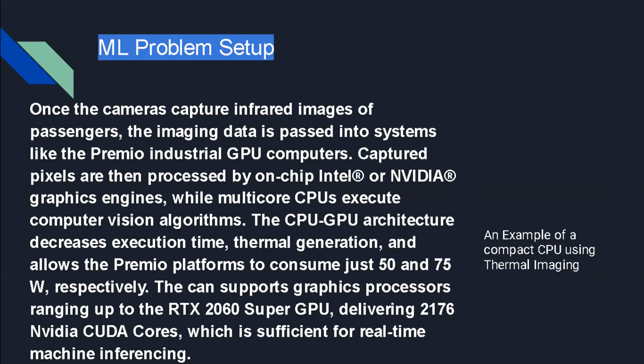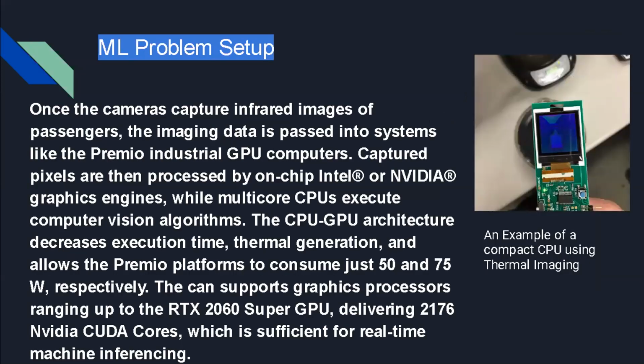Okay, now the ML problem setup. Most of this is self-explanatory. Once the cameras capture the infrared images of the passengers, the imaging data would be passed on to systems like premium industrial GPU computers. The problem right now with the premium industrial GPU computers is that they aren't a very compact size. These can be optimized for thermal imaging, and are right now being optimized for thermal imaging. But for our project, we do require a very compact chipset.